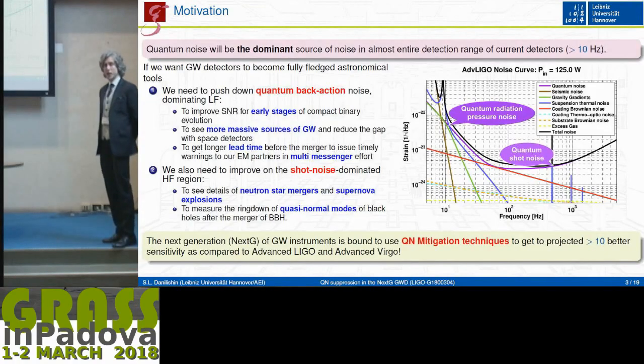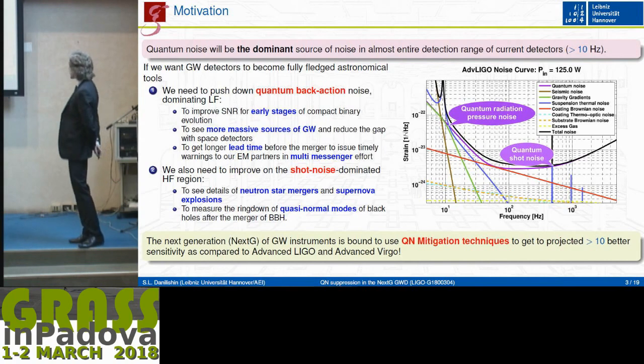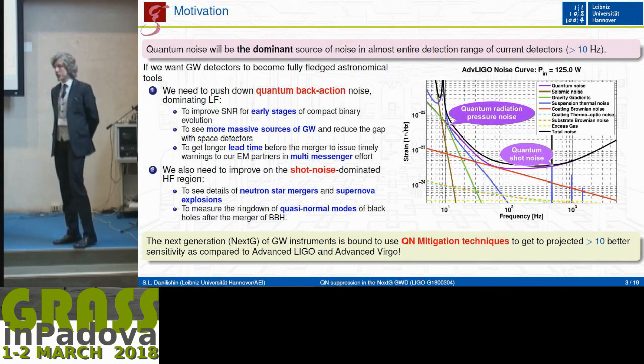machines by an order of magnitude. That's roughly the target of all of the next generation proposals, as we've heard. To do that, we basically need to fight with the two parts of the quantum noise, which is the quantum radiation pressure noise, which is limiting the sensitivity of the detectors at low frequencies, below, so to say, 30 hertz. And we also need to improve the sensitivity at the higher frequencies, because there we have interesting processes going on in the neutron stars when they collide.